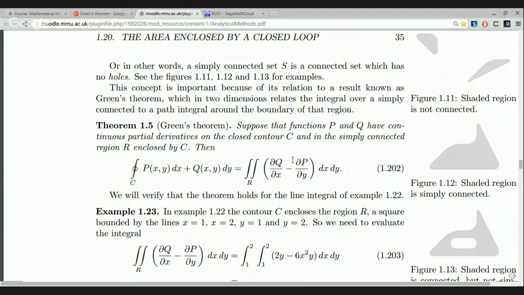Now, let's look at the left-hand side first. The left-hand side is the integral over C, a closed curve integral, of p dx plus q dy. So p and q are two functions of x and y. We're integrating this linear differential form around C. Now, p and q are general. They could be any two functions of x and y.